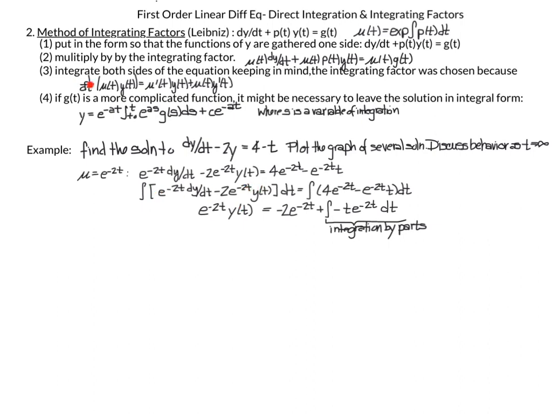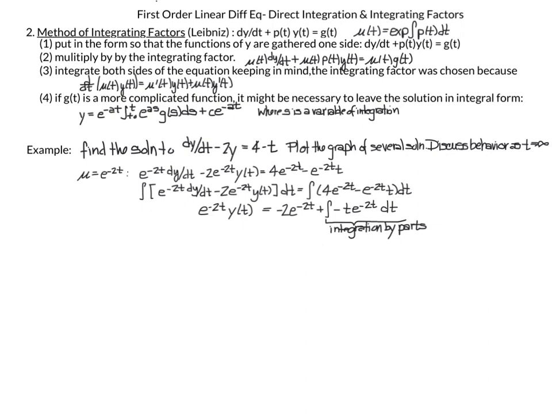And again, this is the key. When we integrate both sides, we have to realize that we chose our mu of t so that this, when you integrate, will simply be mu of t times y of t. But now we need to integrate this side of the equation. This part is easy. It's minus 2 e to the minus 2t. And here, when we have t e to the minus 2t, we're going to do that integration by parts.